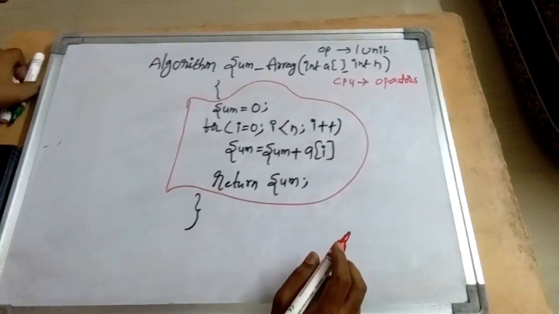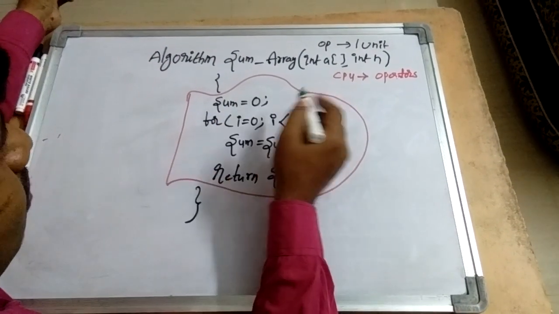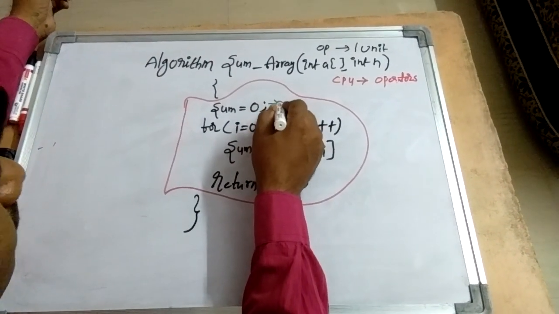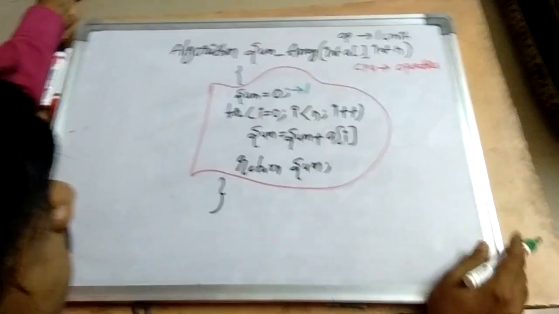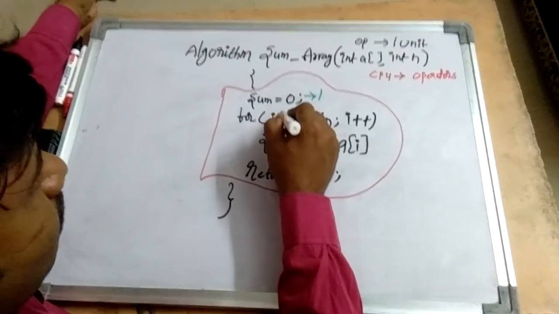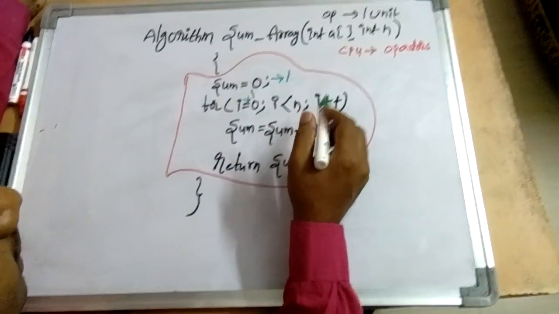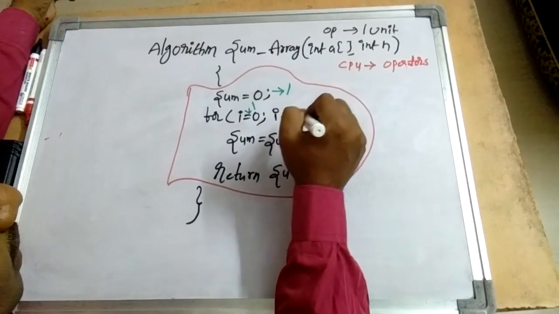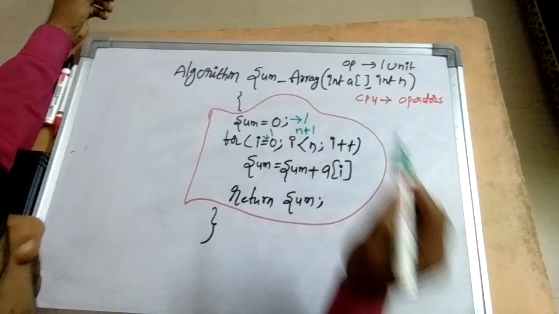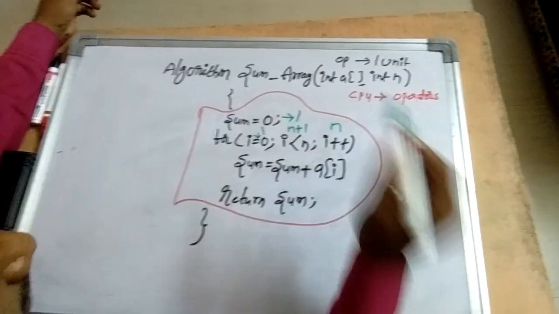So now try to understand what operations are involved here. So sum is equal to 0. Initialization, definitely involvement of CPU is there. So this count I can write as 1, because 1 unit of CPU time is needed for that. Now in the for loop, I is equal to 0, 1 unit of CPU time. Now I less than n, how many times will the condition be checked? Even at I is equal to 0 and even at I is equal to n, so n plus 1 times the CPU will be involved. I plus plus, how many times will it be incremented? n times for this logic.